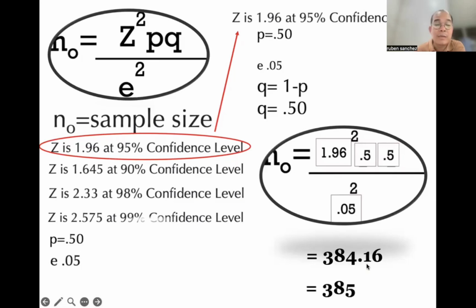Now, in the determination of the sample size, regardless of the decimal value, automatically round up to the next whole number. So the minimum number of sample respondents is 385. We will not apply the usual rules in rounding off here. Regardless of the decimal value, you have to round this to the next whole number.